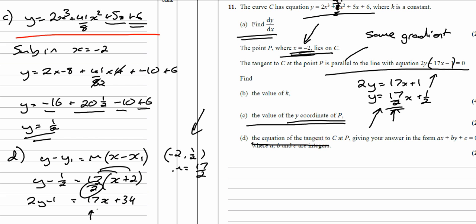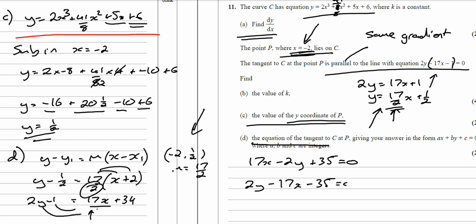Then get everything onto one side. I usually have the x as positive, but in the mark scheme it says you can have any multiple of that. So you can have 17x minus 2y if you bring everything over to the right hand side. So you take away 2y and then you add 1. It's going to be plus 35 equals 0. Or in the mark scheme I think they've got 2y minus 17x minus 35 equals 0, which you'd get if you took everything onto the right hand side. But either way, these are the correct answers.